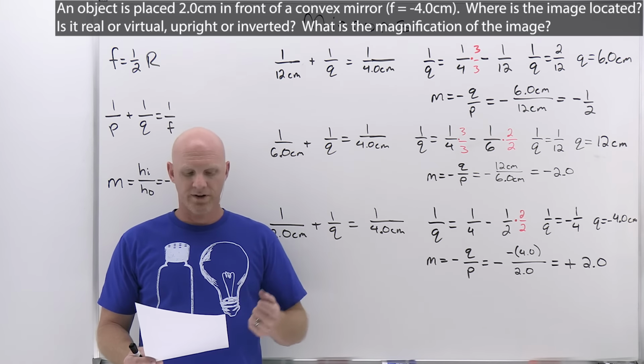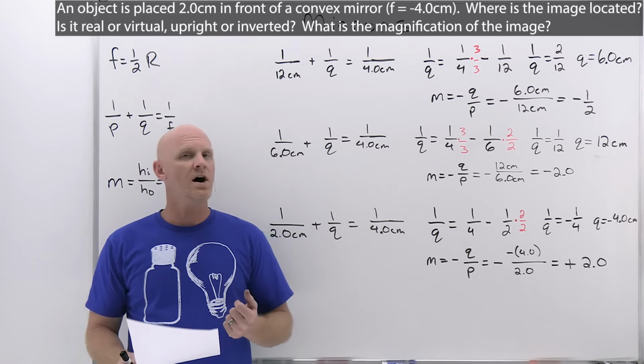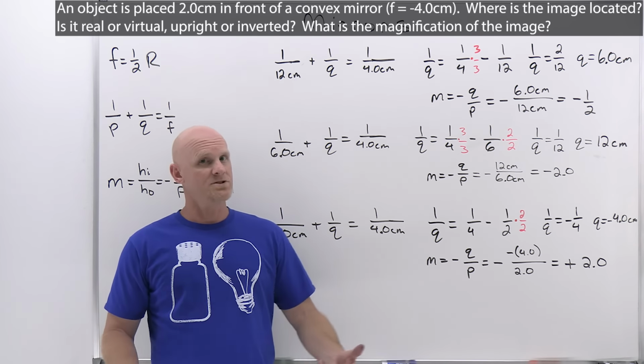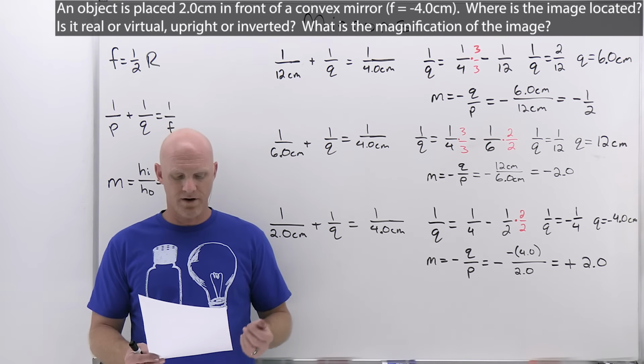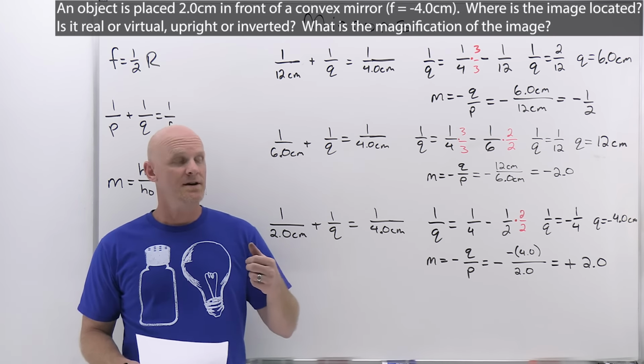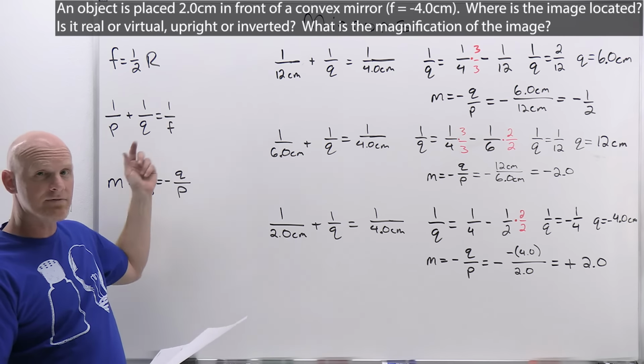So same set of questions. Now, once you realize this is a convex mirror, a couple things you should know. One, the image is going to be upright and virtual every time, and your image is going to be smaller than the object every time as well. So those are always true for a convex mirror. One other thing is you should always remember for a convex mirror, the focal distance is going to get plugged into this equation as a negative number.